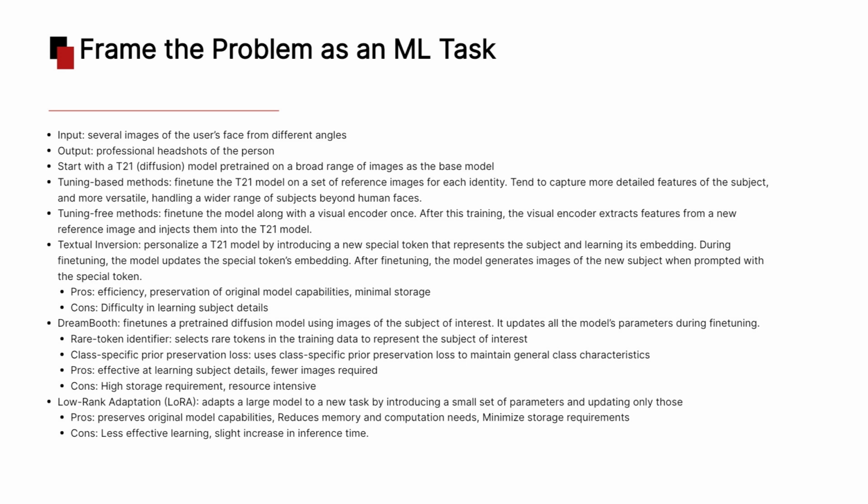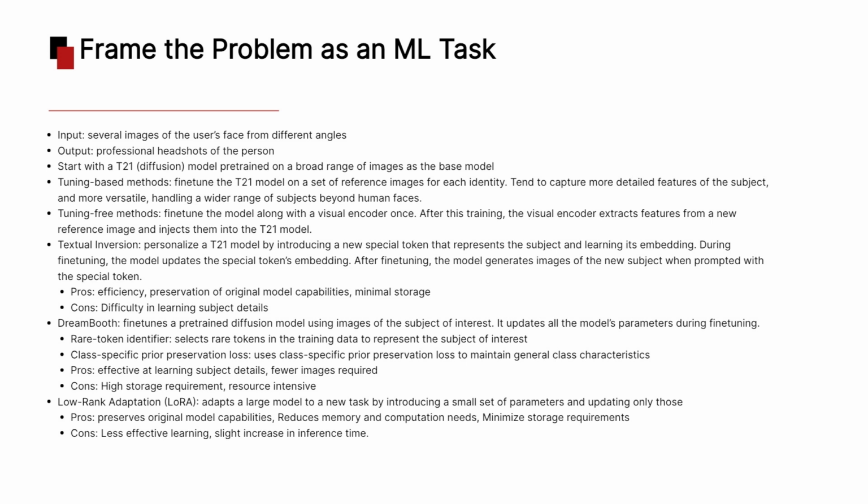DreamBooth fully fine-tunes all parameters of the pre-trained diffusion model using a handful of subject-specific images, often as few as 3 to 5. It uses a rare token identifier, e.g., SKS person, to represent the subject, avoiding accidental collisions with existing tokens. It incorporates class-specific prior preservation loss, which prevents catastrophic forgetting of the general class, so a person still looks human in various contexts, and encourages the model to retain diversity in pose, lighting, and background.